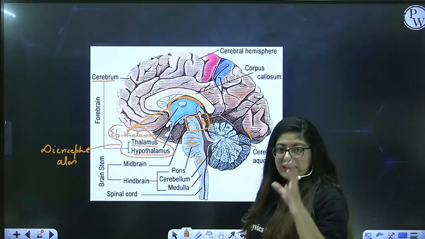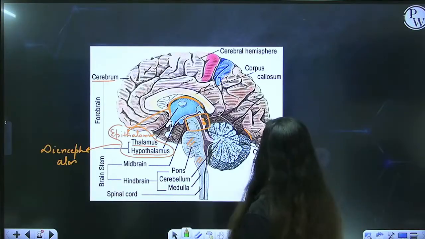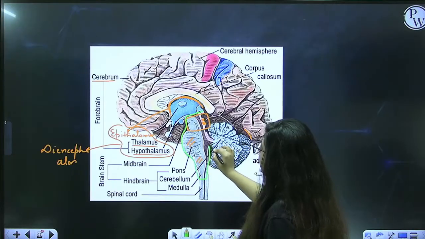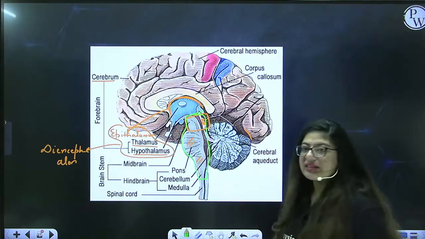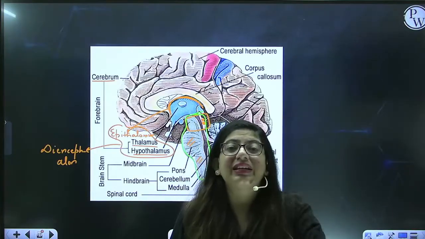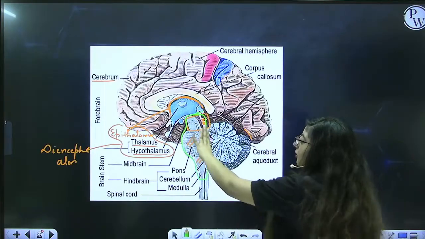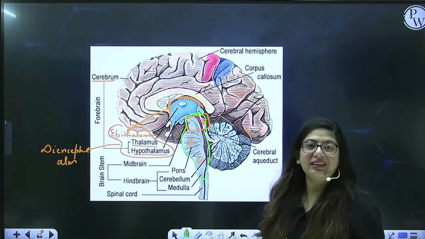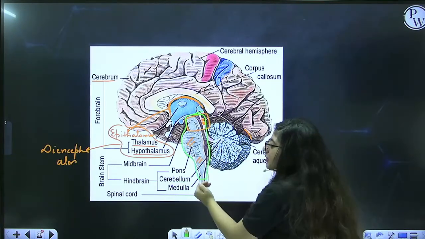As you can see, or if you have noticed here, this midbrain, pons and medulla look like a stem together. They look like the stem of a plant. So that's why they are known as the brain stem. They are present together one after another in a linear manner. So you call it a brain stem.